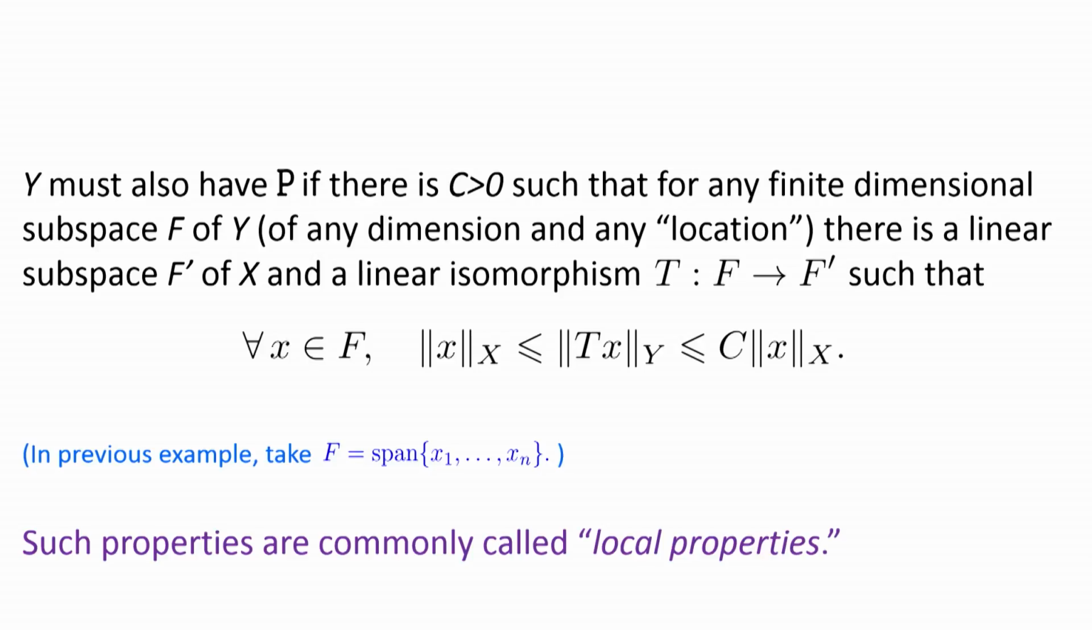So in the previous example, just take the subspace capital F to be the span of the n vectors, the unit vectors for which you wanted to choose the signs. So that's an example. That's what we mean by a finite dimensional linear property. It's a property of a normed space which is somehow forced by the finite dimensional structures inside it. In Banach space theory, these are called local properties. This is not the standard use of the word local in most of mathematics, but when we say local properties, we mean in this context finite dimensional linear properties, not neighborhoods of points.